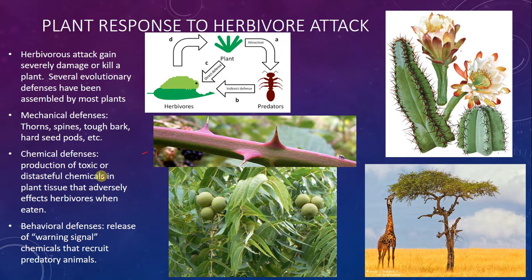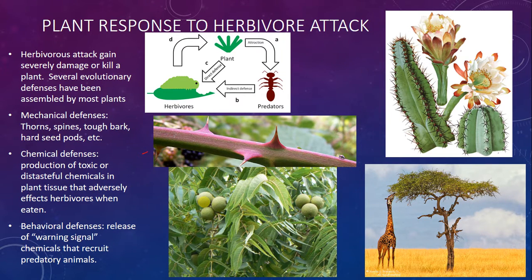Also, plants have chemical defenses, so they can produce toxic or distasteful chemicals that will poison or harm or leave a bad taste in the mouth of a herbivore trying to eat them. For example, here a black walnut tree, the seeds, or these pods that have the black walnuts in there, are poisonous.